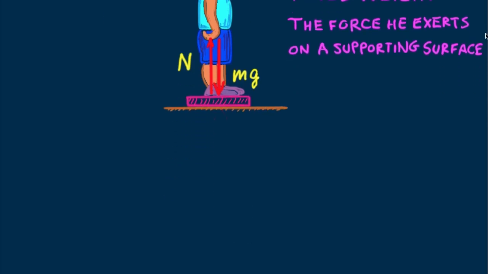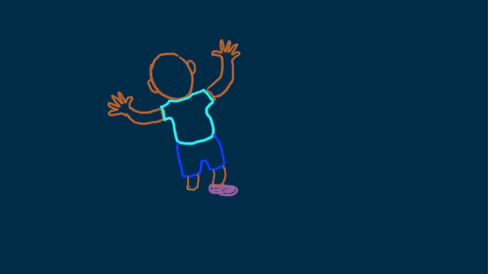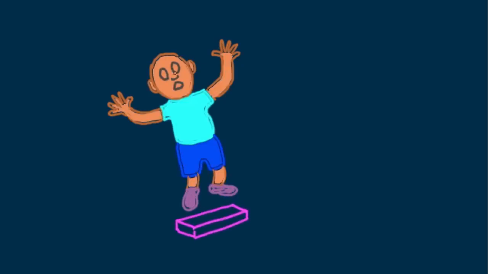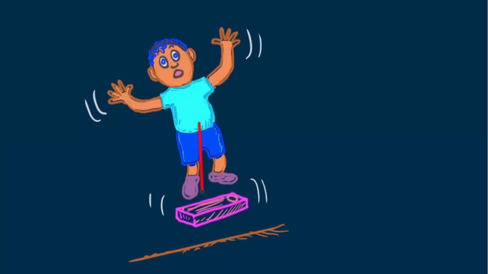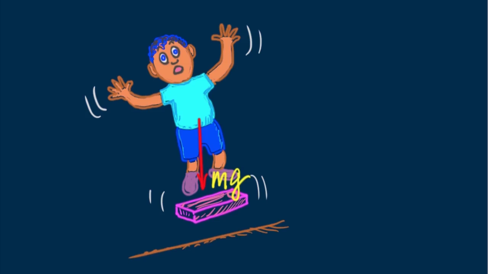Suppose the floor gave way and fell beneath Phil and the scale. Phil would no longer press against the scale. Likewise, there would be no support force and N would be 0. The scale would read 0. But the force of gravity, mg, still acts on Phil, as evident by his unfortunate downward acceleration. So again, your weight equals the force with which you press against a supporting surface.